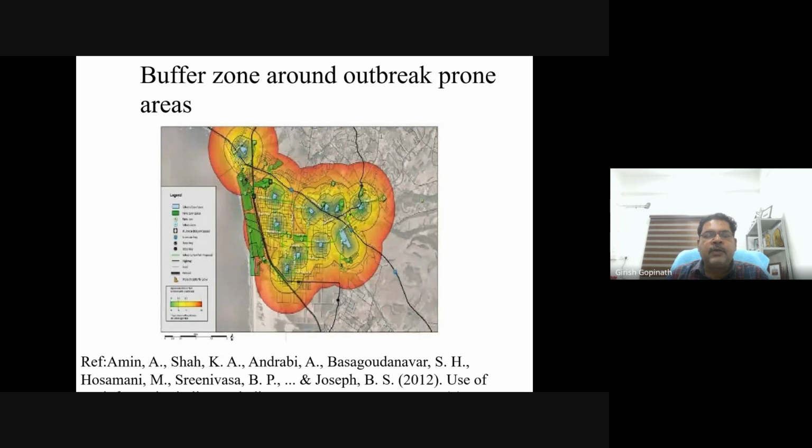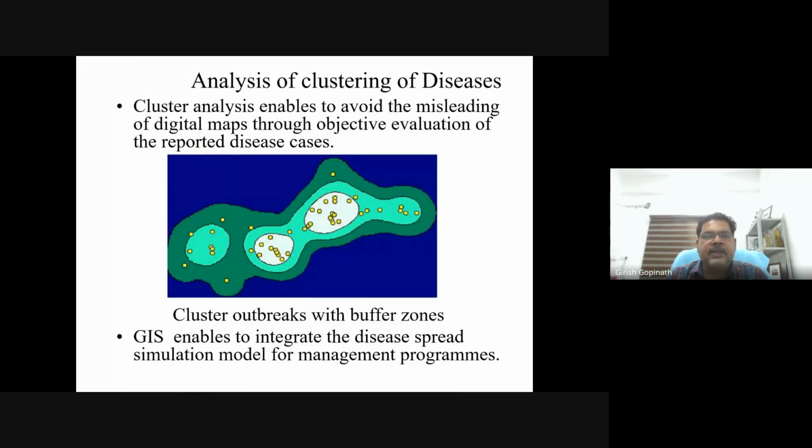So these buffer zones will help you reduce the outbreak-prone area. You will make a buffer around the point from which an outbreak started. So this will be very helpful in GIS.